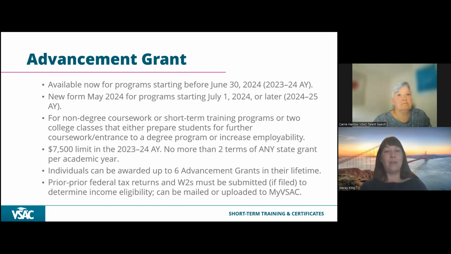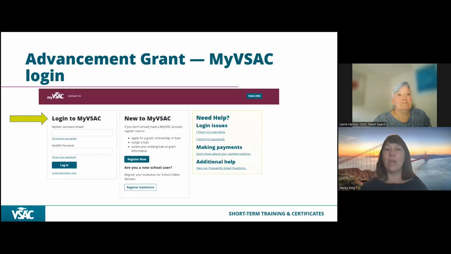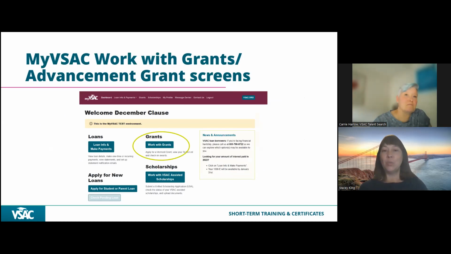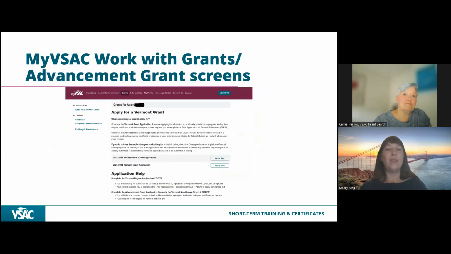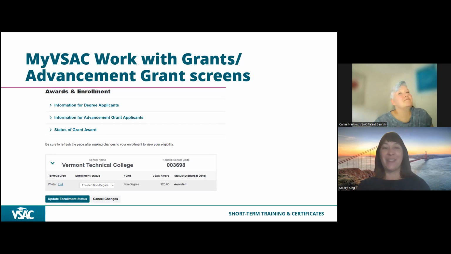And I believe we have an image of the MyVSAC portal next. So again, you log in or register if you haven't created an account. And when you get to the blue buttons, you choose Work with Grants. And then you want to choose the advancement grant application. People make mistakes, I will say, and submit the grant that they did not mean to, and that is okay. You will submit the other one and just send an email to grants at VSAC to identify which one you actually intended to apply for. But hopefully we can catch you before that happens.